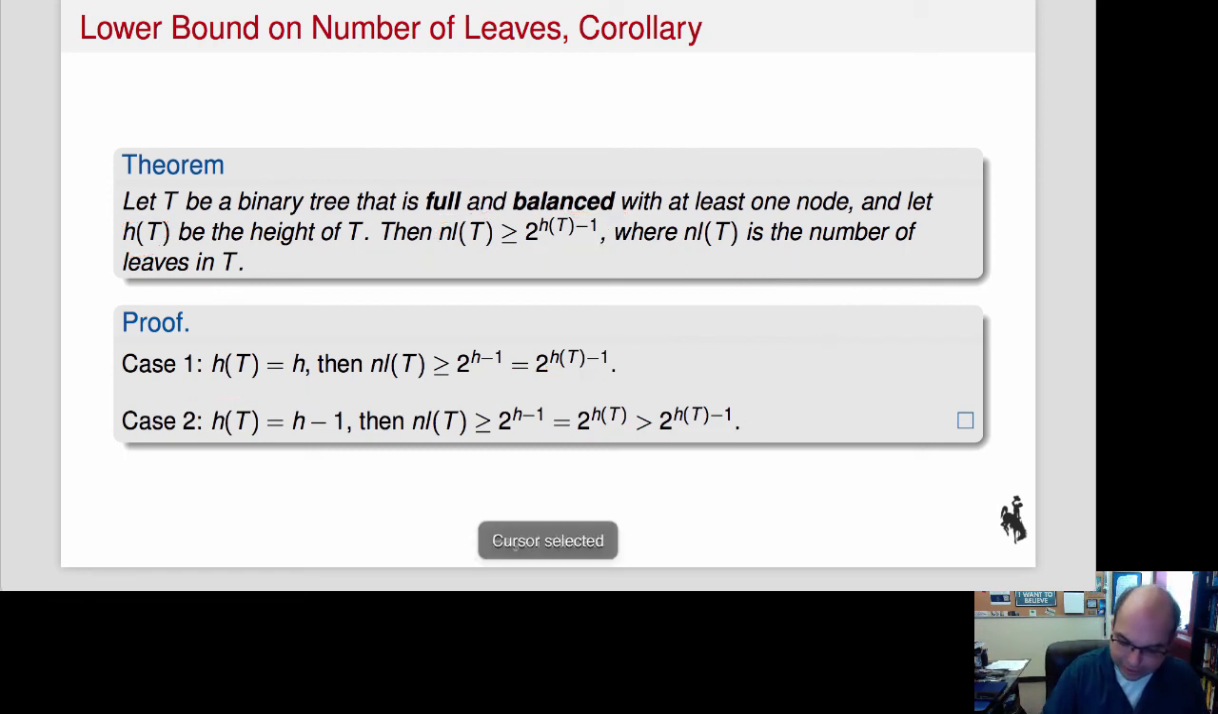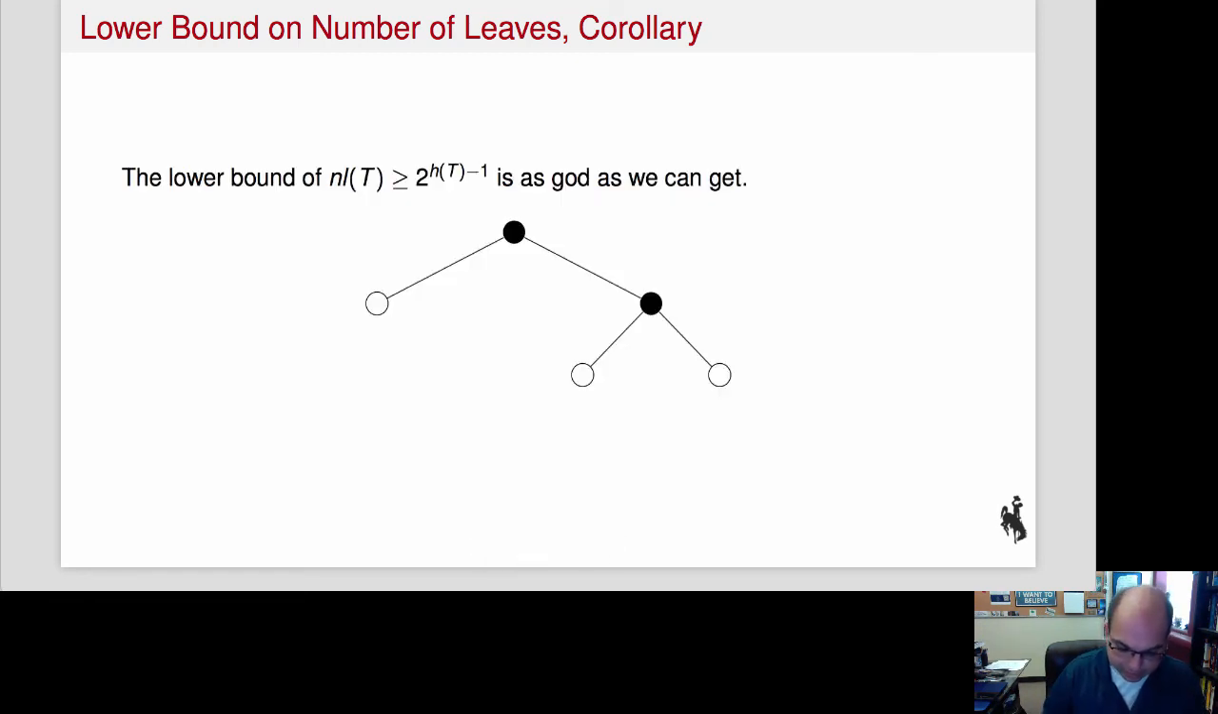This is a slightly nicer phrasing of the theorem. Okay? Now, that's actually as good as we can get, and this is a proof of that statement, because here the height of the tree is actually equal to 2. Okay? And the number of leaves of the tree is actually equal to 3.